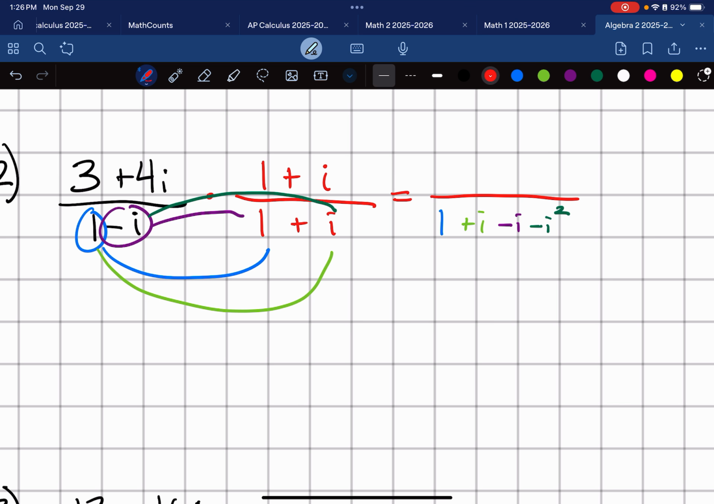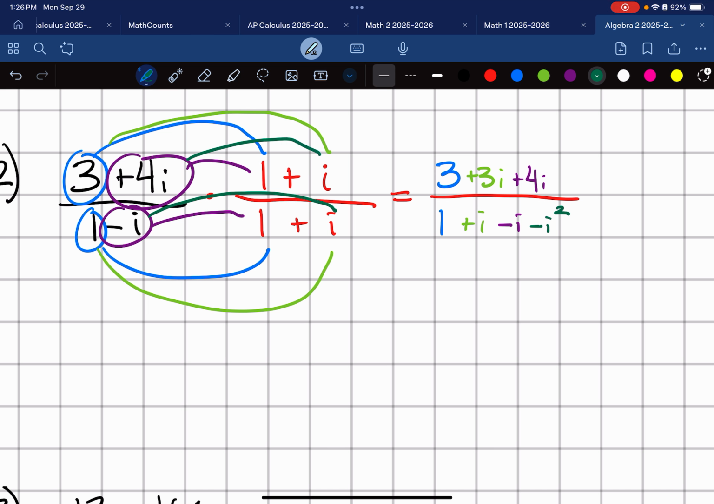Time for the numerator. And again, you're kind of doing the same thing, right? You're saying 3 times 1 is a 3. 3 times i is a 3i. Then you multiply positive 4i times 1, which is a positive 4i. And then finally, a 4i times an i is a 4i squared. And again, in both of these, I have i squared, which turns into a -1, i squared, which turns into a -1. And notice in the denominator, I have a double negative. Therefore, these are really plus. I'm going to go ahead and rewrite this as plus, plus.